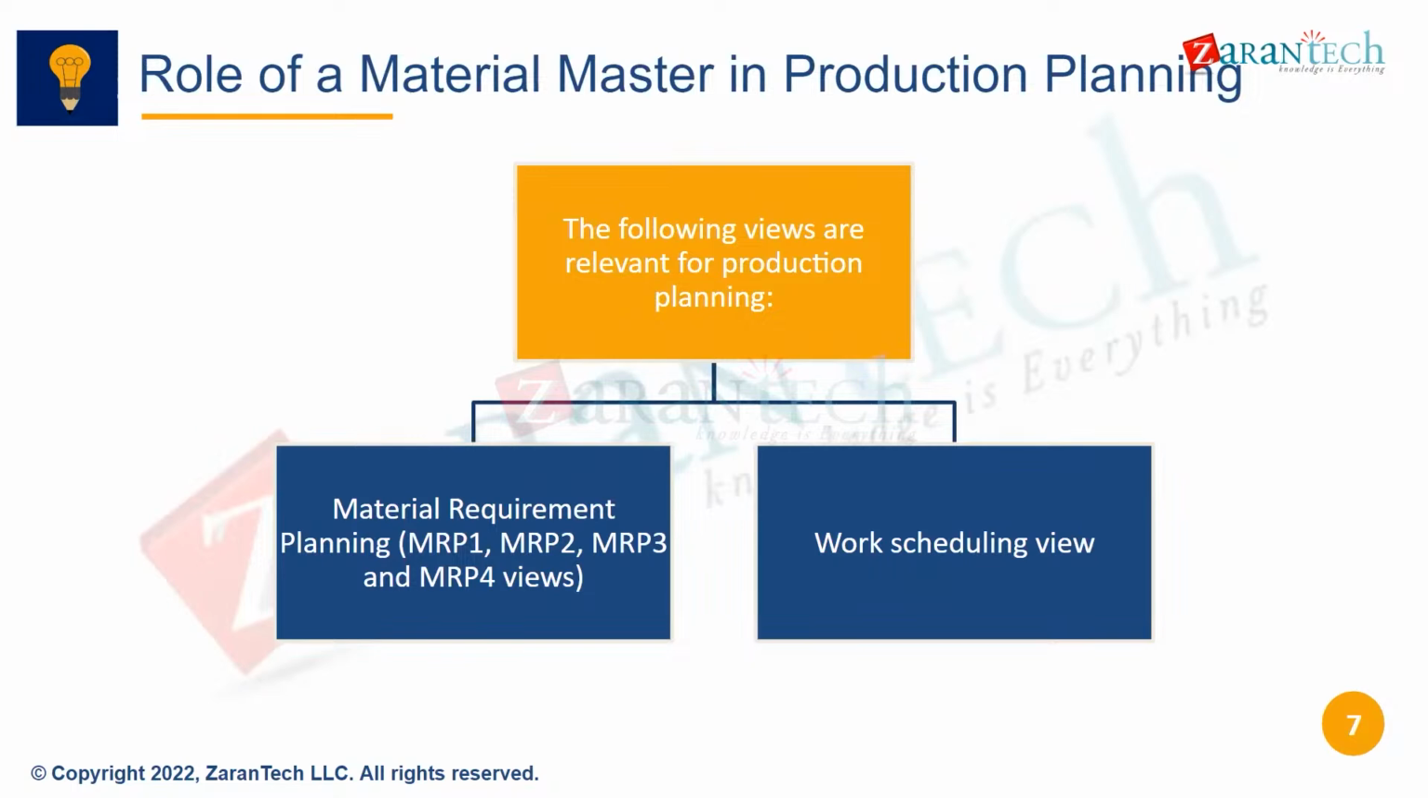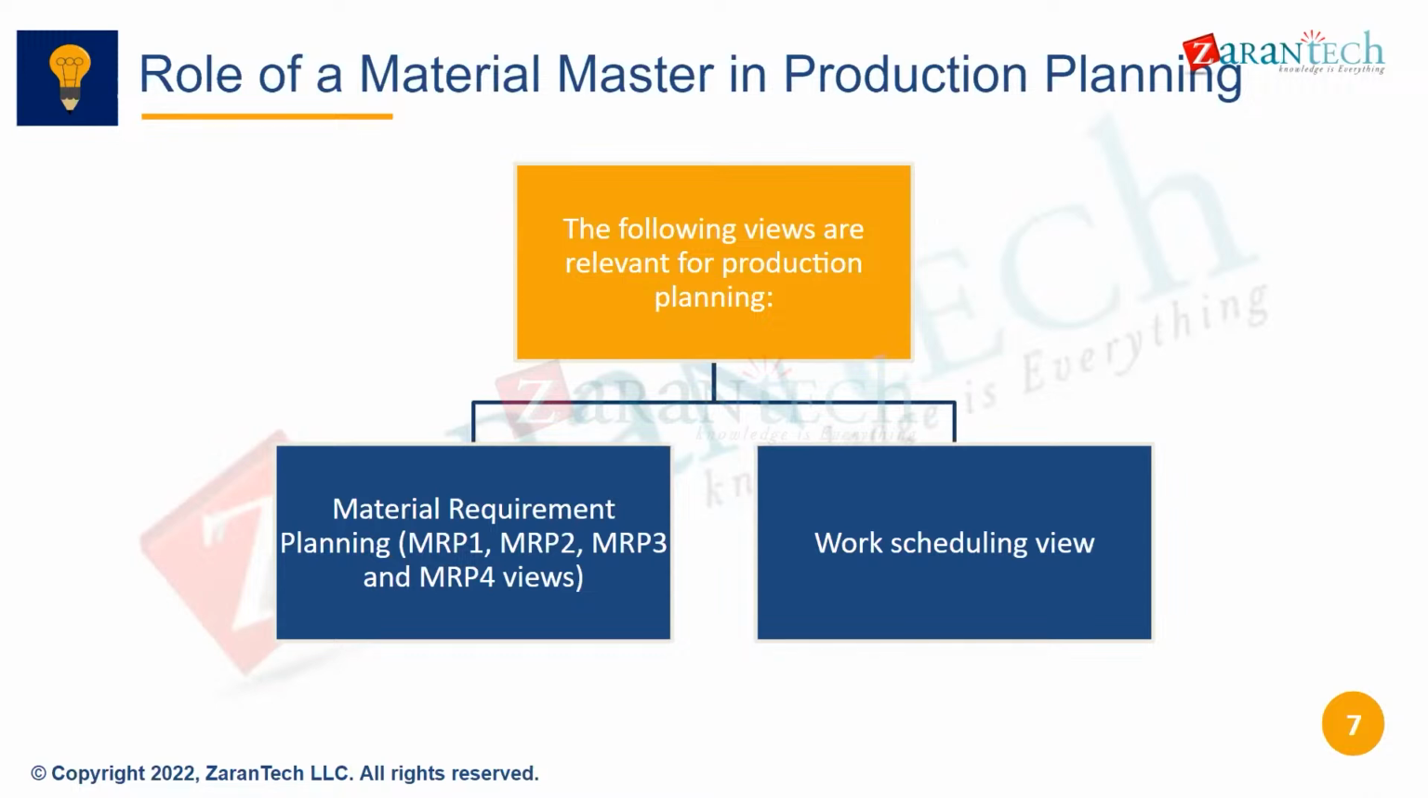The role of Material Master in production planning is that these are the four views which are very important. Accounting anyway is required. In production, there are two things in SAP: one is planning and another is execution. Planning is your MRP and demand management. Execution is the creation of your order, releasing of your order, goods issue, goods receipt, that is your order execution. From a planning perspective, the MRP1, MRP2, MRP3, and MRP4 views are required, and the work scheduling view is required for execution.